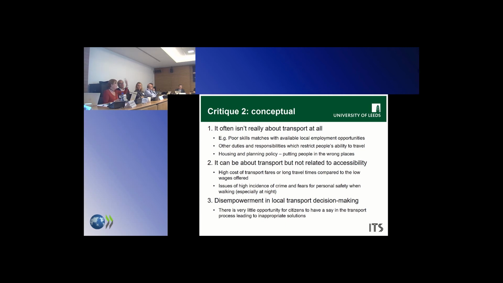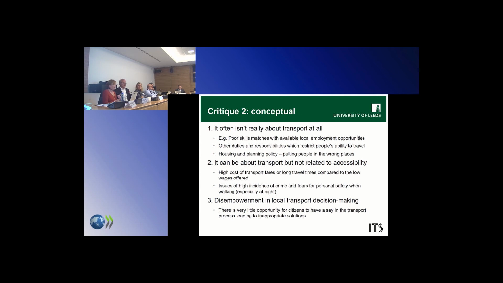So unless you've got this joined up decision making that thinks about those things, you're not going to improve accessibility for some groups, or improving their accessibility is not going to improve their outcomes. It can be about transport, but not related to accessibility necessarily. So costs, issues of crime, comfort, all these other things that Andre was talking about.